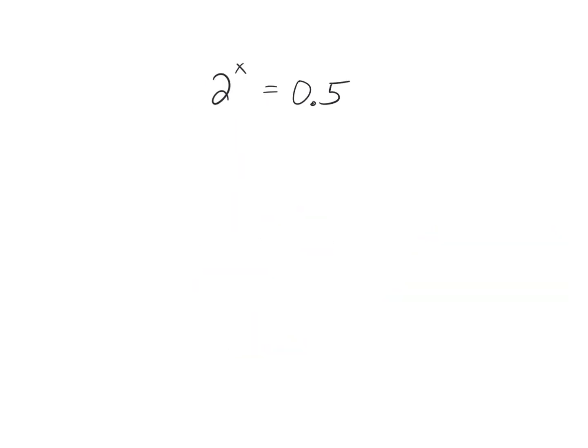Okay, here's the last problem. 2 to the x equals 0.5. Now that looks weird, because how do you write 0.5 as 2 to some power? Well, here's a little trick that might help. Let's write 0.5 as a fraction. That's 5/10, and we know that 5/10 is really 1/2. So now I've got 2 to the x equals 1/2.